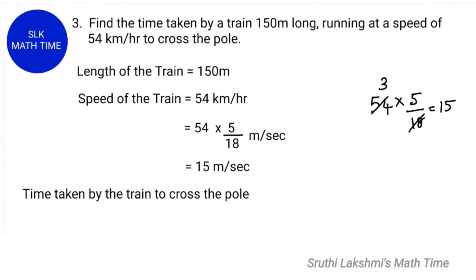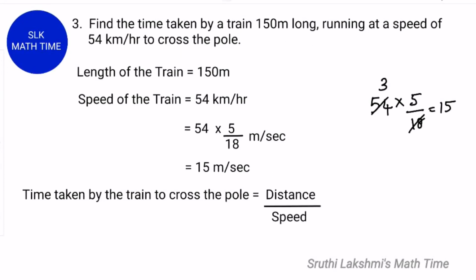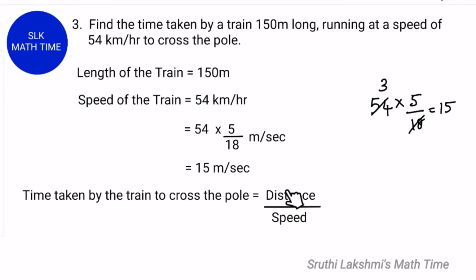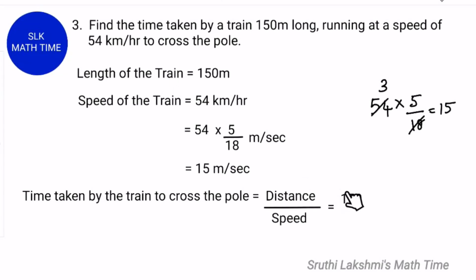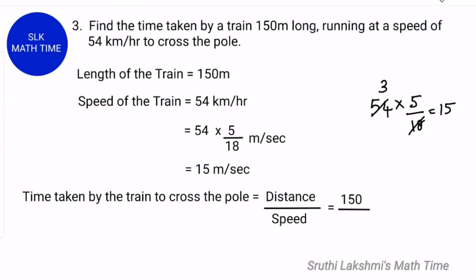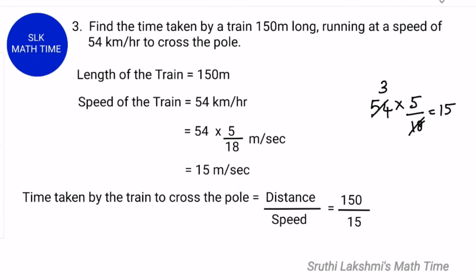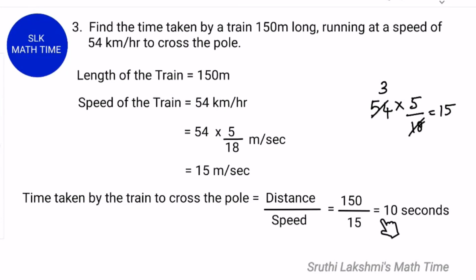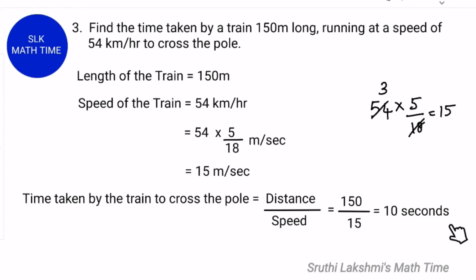So the time taken by the train to cross the pole is distance divided by speed. The distance is nothing but the length of the train, which is 150 meters, divided by the speed of the train, which is 15 meters per second. So 150 divided by 15 is 10. So the time taken by the train to cross a pole is 10 seconds.